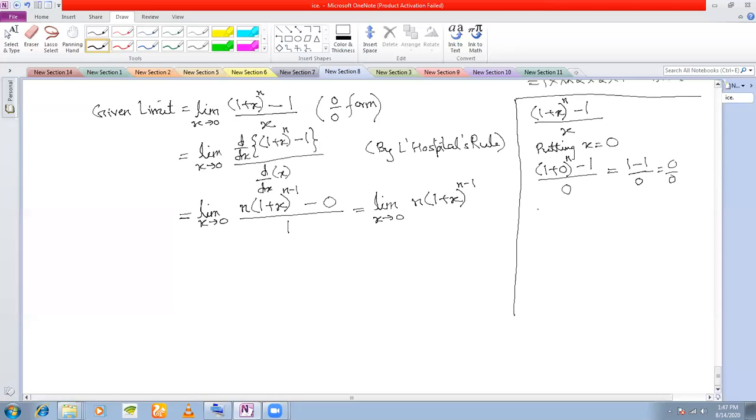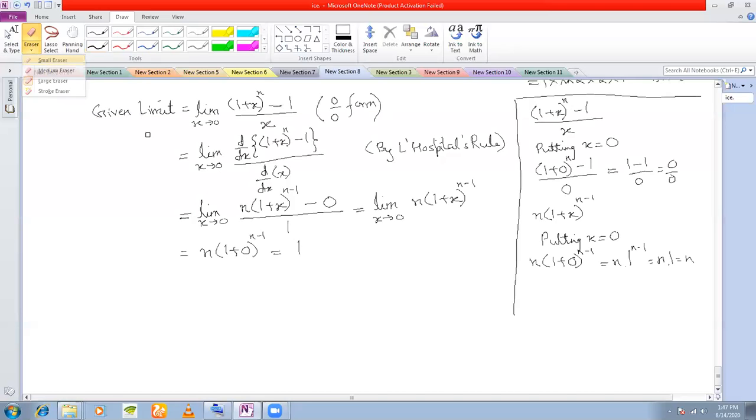Okay, now we check whether this is a determinate or indeterminate form. 1 plus x to the power of n minus 1, putting x equal to 0, n into 1 plus 0 to the power of n minus 1, which is n into 1 to the power of n minus 1, which is n into 1, which is n. So this is the determinate form. So you put x is equal to 0, 1 plus 0 to the power of n minus 1, which is your n. Okay. Any question here?